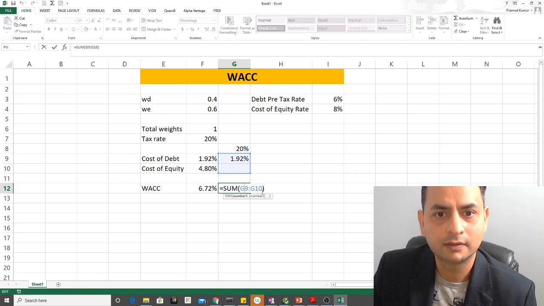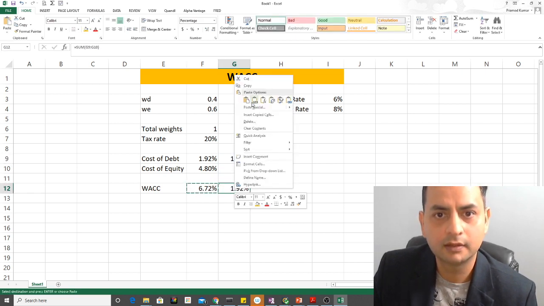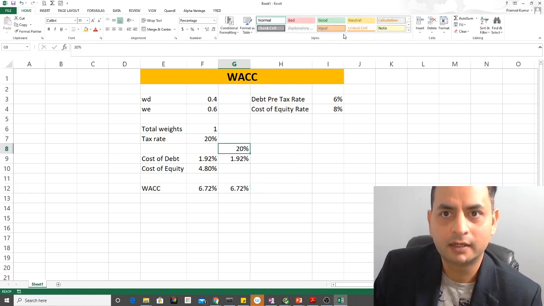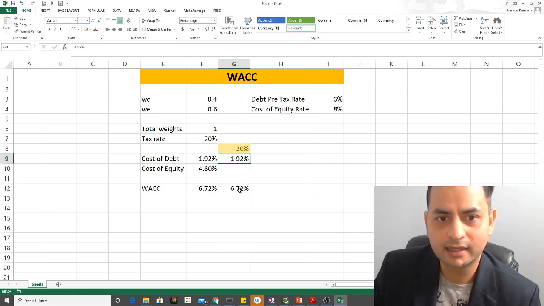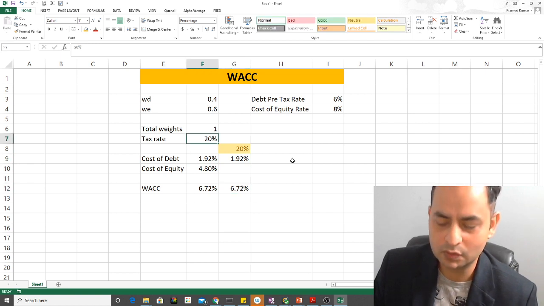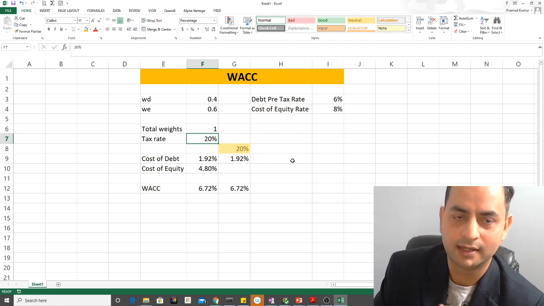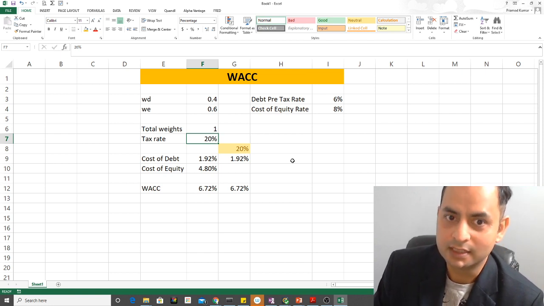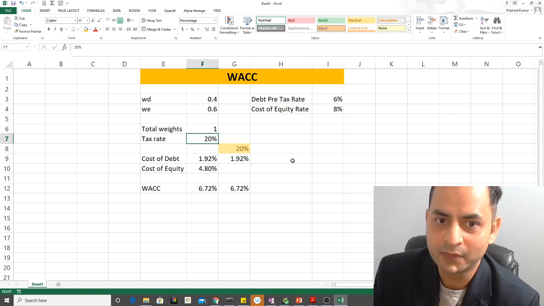Let me copy the value. So with my 20% tax rate, my cost of debt is this, and the weighted average comes to this. So let's assume suddenly we get a break, and just as a hypothetical example, our tax rate comes to 5%. Can you guess what will happen to our weighted average cost of capital? Do you think it will go up or go down?